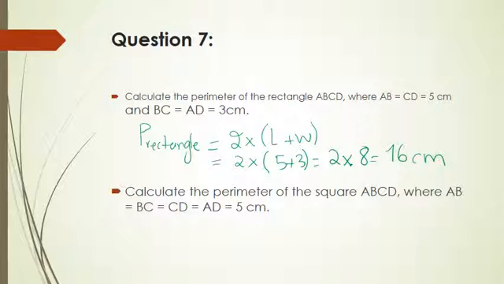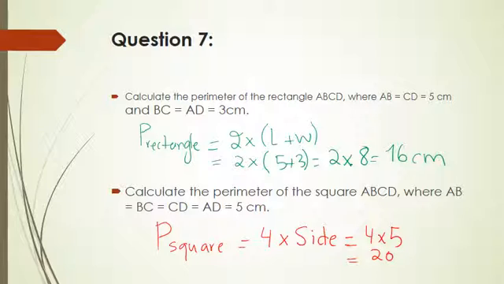Okay. The second one, I have to calculate the perimeter of the square ABCD. Okay? Who can remind me what's the perimeter of a square? Please raise your hand. Yes, Adam. 4 times side. What's the side here? 5. Excellent. So it's 4 times 5, which is 20. 20 what? Centimeters. Yes, please. Don't forget to put the unit.